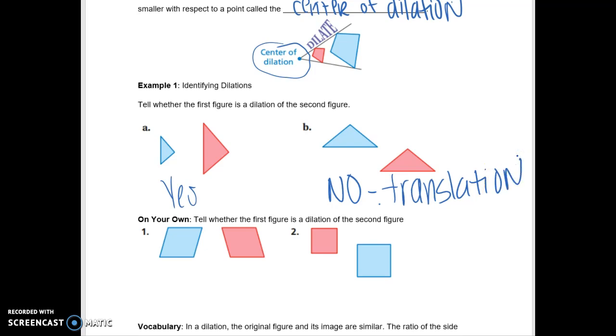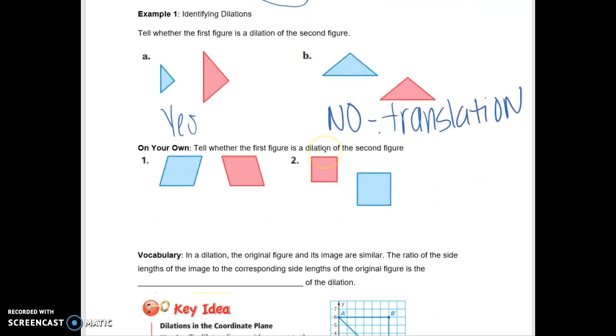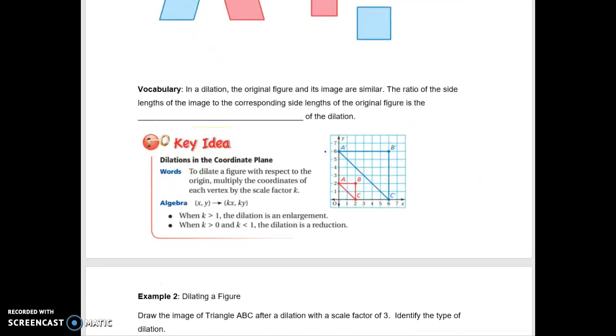So go ahead and try 1 and 2 on your own. You're just saying whether or not they are dilations or not. Remember, dilations have to have the same shape and different sizes. All right, so let's go down here. So in a dilation, the original figure and its image are similar.